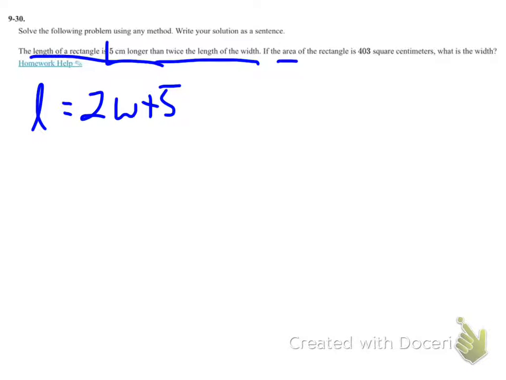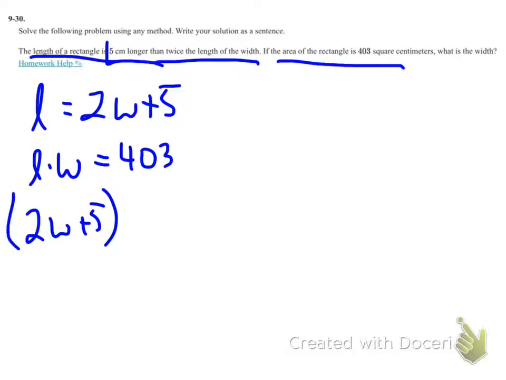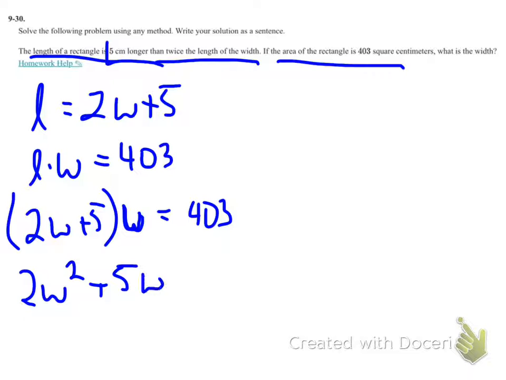I also know that the area of the rectangle is 403 square centimeters. To get area, I take length times width, and that equals 403. This system of equations is now a substitution problem because I have the L solved for. So now I have 2w plus 5 times w equals 403. Distributing that w gives me 2w squared plus 5w equals 403.